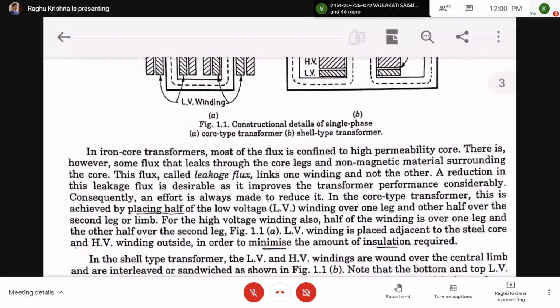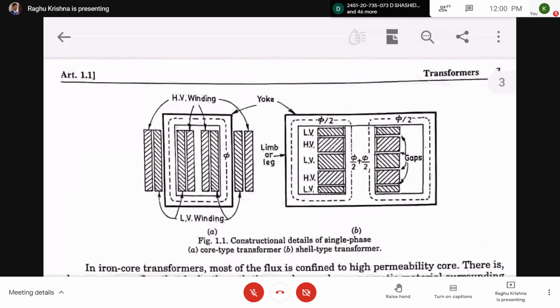So here, if you see, the core is there, adjacent to the core we have LV winding, after that we have HV winding. So the amount of insulation required between core and LV winding will be less, which reduces the cost. So by this arrangement, the first advantage is that we reduce the leakage flux. The second is that we reduce the amount of insulation.